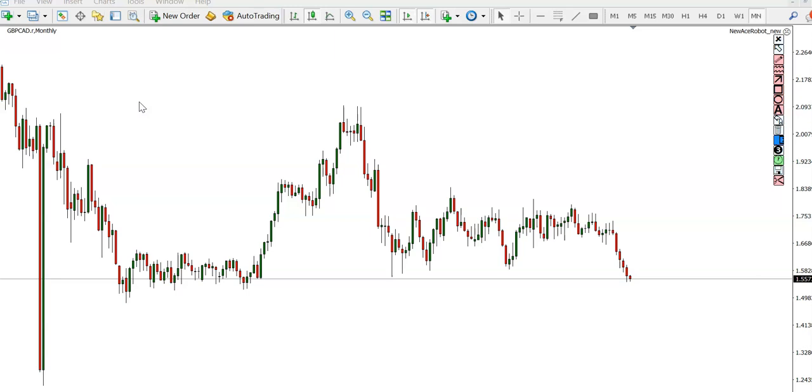One of my favorite trading setups for the week ahead. It is the 3rd of July 2022, and in this video we're going to analyze the British pound against the Canadian dollar and see where we think it may go this week.